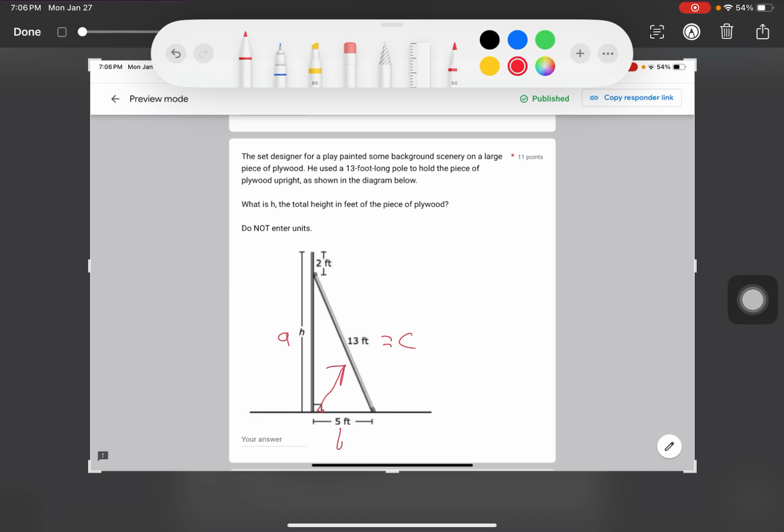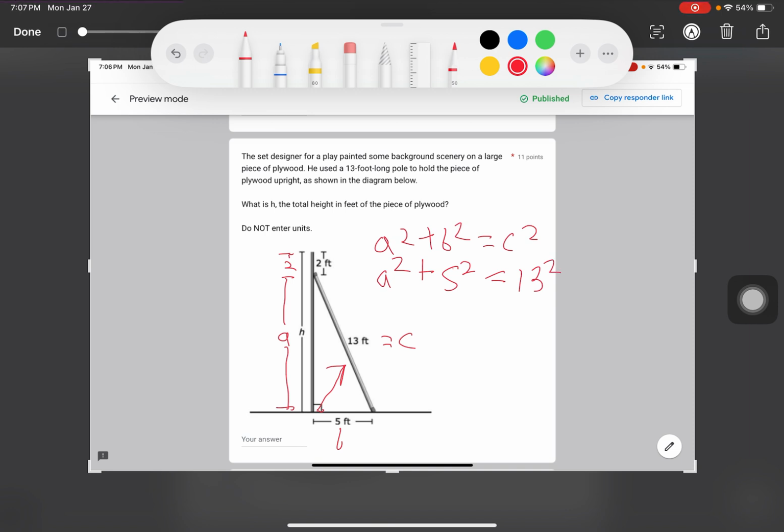Actually, H is not A. A is part of H on this problem. So after we get A, we're going to add 2 to get H. So we have a squared plus b squared equals c squared, and you plug in 5 into b and 13 into c.